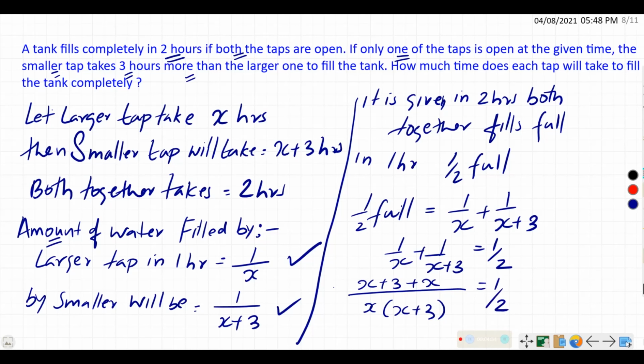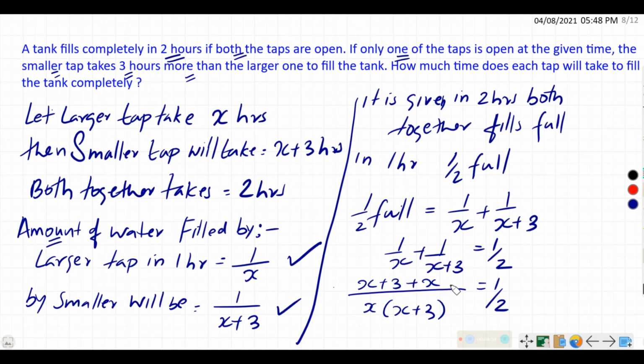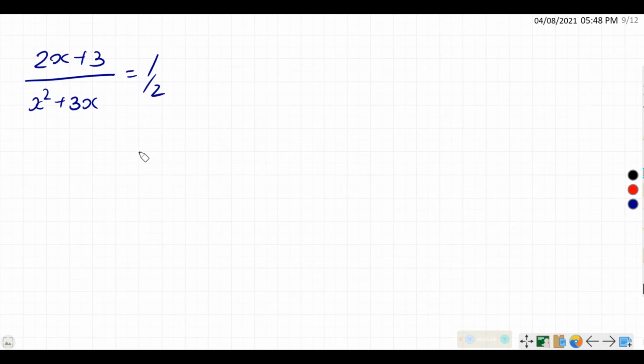What we actually got is the idea that both together take 2 hours to fill up, and individually in 1 hour, how much part of the tank each will fill up, that we calculate. I am rewriting it again: 2x plus 3 upon x square plus 3x is equal to half. You know how you got it? X plus 3 plus x, I wrote it as 2x plus 3, and in the denominator x into x, x square, x into 3, 3x.